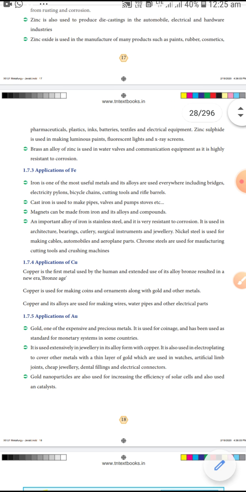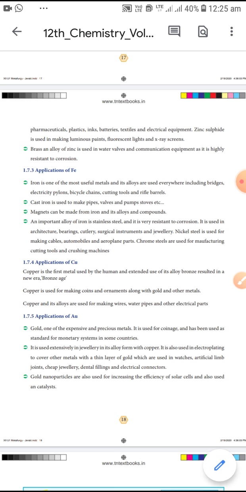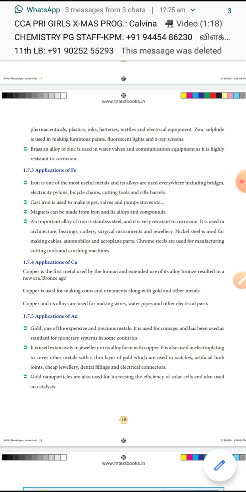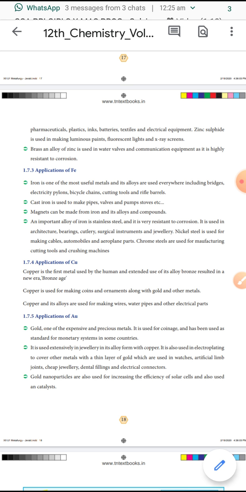Next, let us learn the application of iron. Iron is one of the most useful metals, and its alloys are used everywhere, including fridges, electricity pylons, bicycle chains, cutting tools and rifle barrels. Cast iron is used to make pipes, walls, pumps and stoves. Magnets can be made from iron and its alloys and compounds.